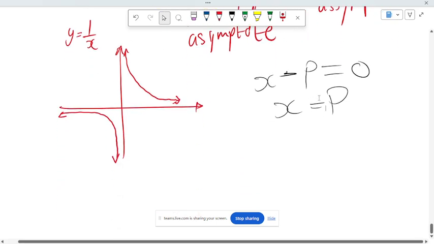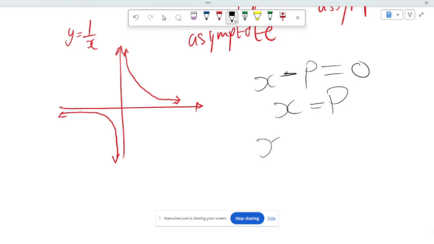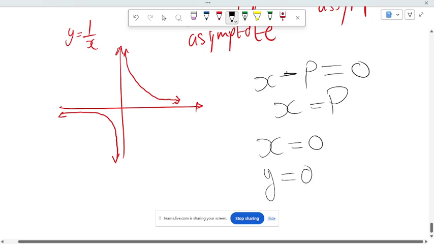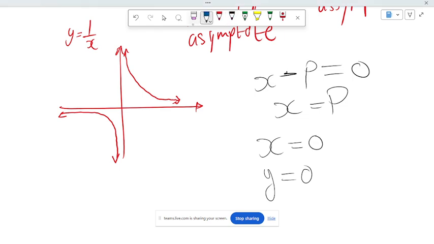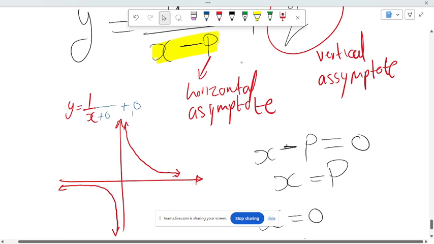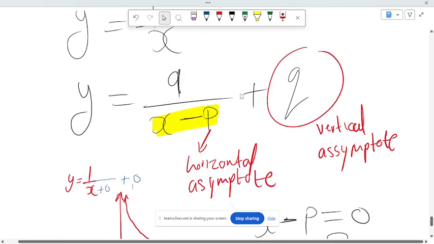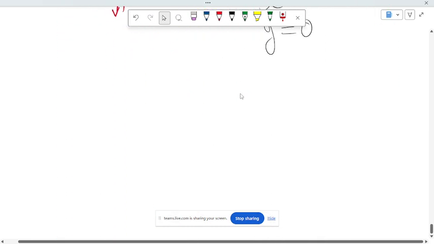So this is a better way to solve. So the asymptote there is going to be x is equal to 0, and the other asymptote is y is equal to 0. Why am I saying that? Because here there's a plus 0, and then there's a plus 0 here for q, right? So that's why both asymptotes are 0.